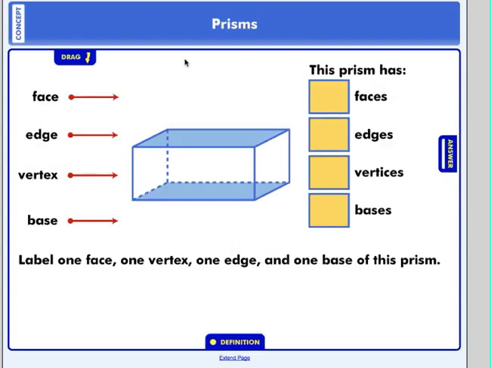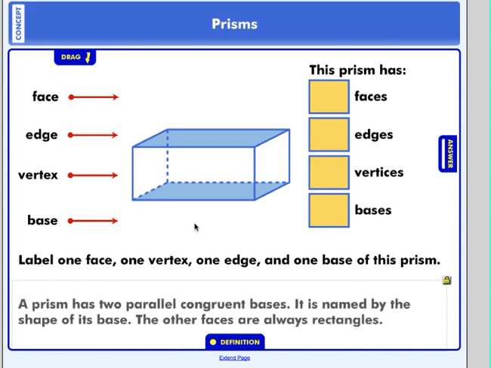Now let's talk about prisms for a minute, okay? When we talk about prisms, we know that a prism has two parallel congruent bases. Remember, congruent, equal. So here's a base, here's a base. They're parallel to each other. They're on opposite sides. A prism is named by the shape of its base. This is called a rectangular prism because its base is in the shape of a rectangle.